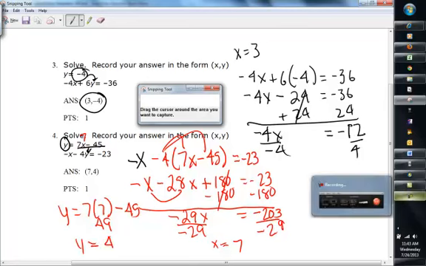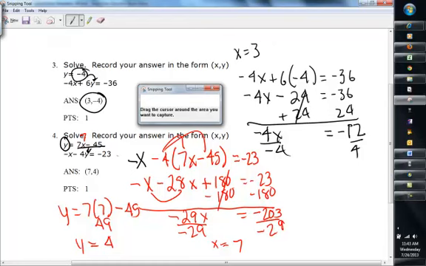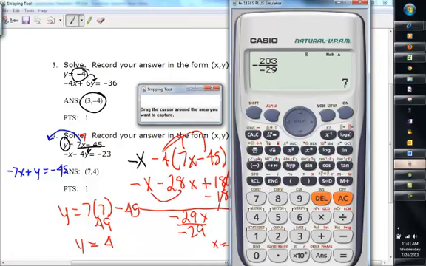The other way we can do this one is to rewrite it so that it works on our calculator. This first equation would become, put this 7x on the other side, negative 7x plus y equals negative 45. Now we can use our calculator. Mode 5, 1, and we get negative 7, 1, negative 45, and the second equation is negative 1, negative 4, negative 23, and we get x is 7, y is 4.